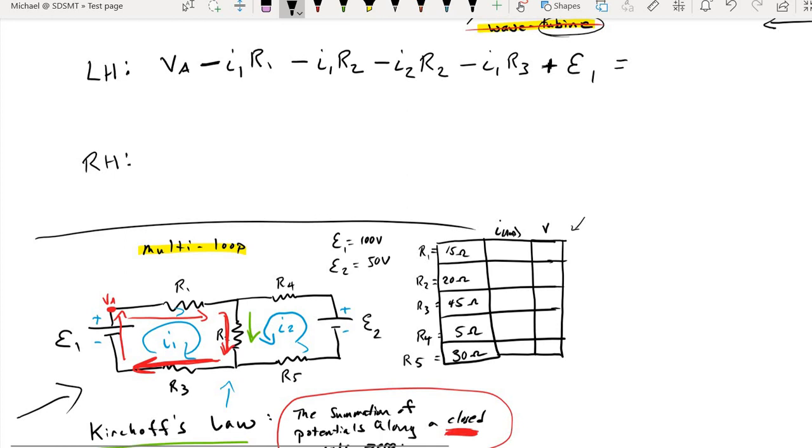And now we're back to our original starting point, VA. Even though I don't know what the potential value is at point A, I don't need to know, because they cancel out of the expression. And now Kirchhoff's law is satisfied. Everything on that loop has now added up to equal 0.